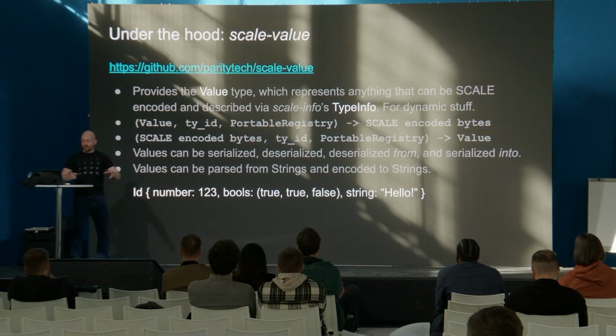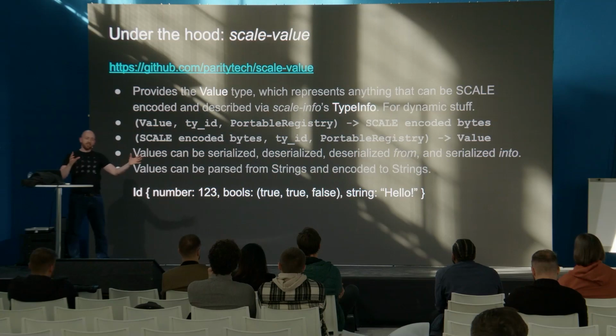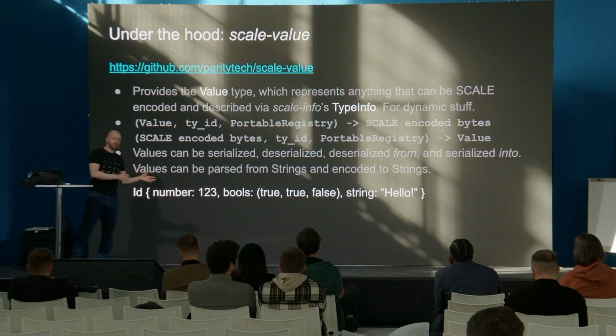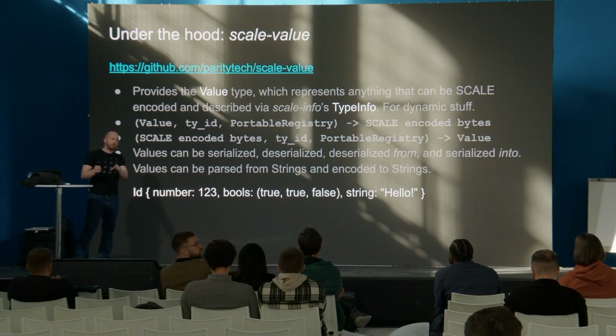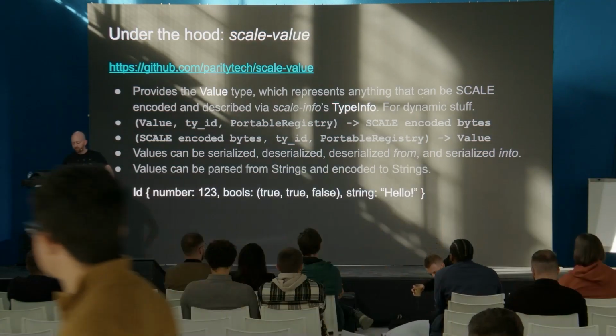And roughly, it gives you back two things. It gives you one function that takes a value, some type ID, and some registry of types. And it can take that and encode it into some scale-encoded bytes. And then it can go the other way around. If you take some scale-encoded bytes, some type ID saying this is what I want to decode those bytes into, and the registry of all the type information, then it can give you back a decoded value from that.